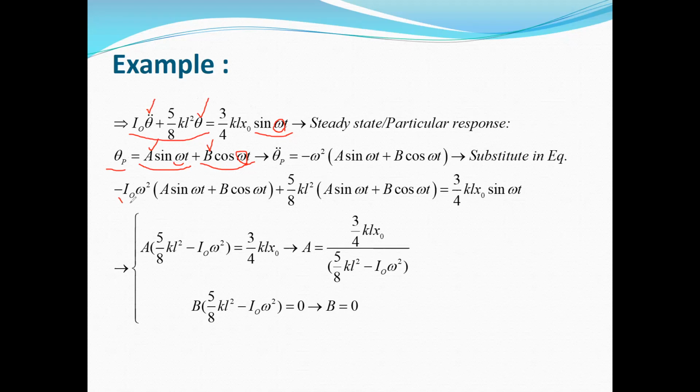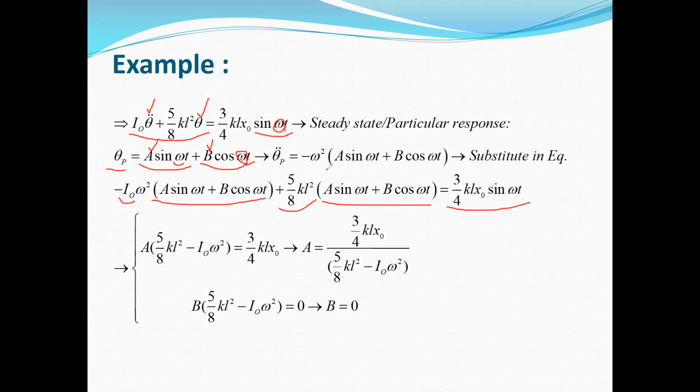We will have I_O, the mass moment of inertia, multiplied by theta double dot, which is minus omega squared times theta p, plus 5 over 8 times K L squared, the equivalent stiffness, multiplied by theta, which is A sine omega t plus B cosine omega t, and it must be equal to the non-homogeneous term. Again, we will have two algebraic equations. One is the coefficient of sine terms, and the second equation is due to the coefficients of cosine terms.